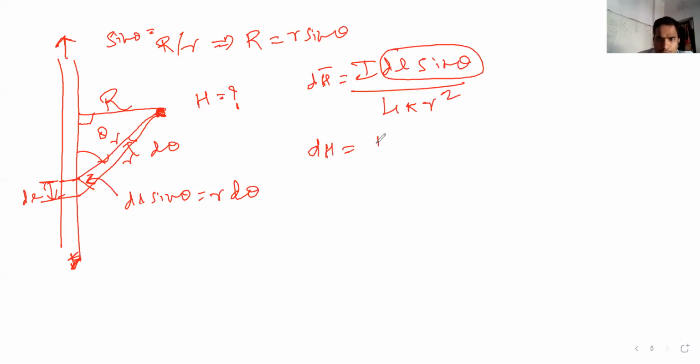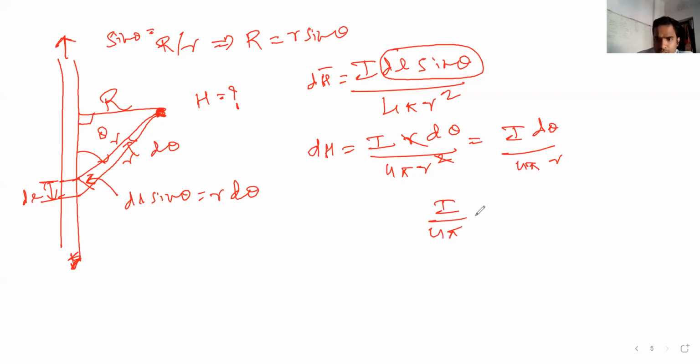It will be I into dl sine theta, which is r d theta, upon 4 pi r square. So I can cut it. This gives me I d theta upon 4 pi r. So this is dH, okay? I can take I by 4 pi as constant, and small r is capital R by sine theta. So I can write this as capital R, and sine theta will go up. This is d theta. Now this is dH.